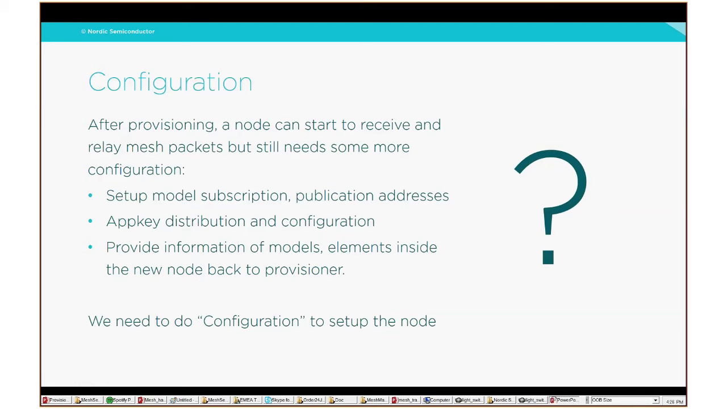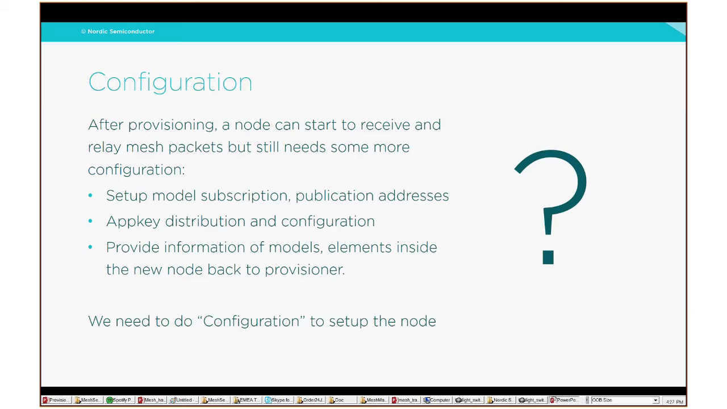So that's it for provisioning. After the provisioning, a node can start to receive and relay message packets because it now has the unicast address and the network key, so it actually can decrypt packets to know where to relay the message to, or check if it's the message for itself.